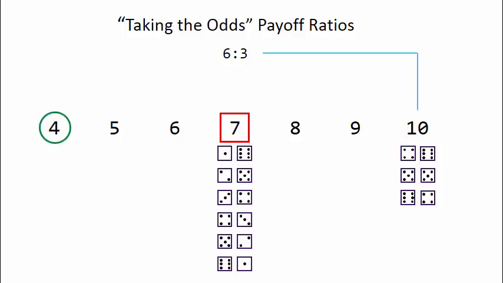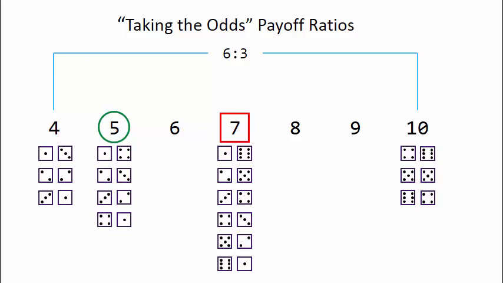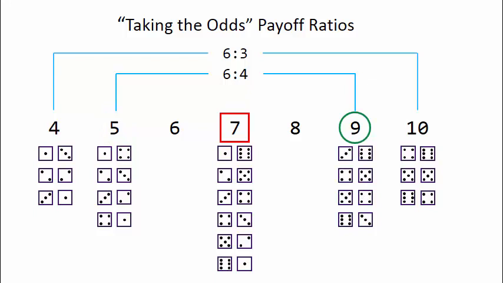If the point is 4, you have the same situation. There are 3 ways to win and 6 ways to lose. The payoff on a win is 6 to 3. If the point is 5, there are 10 throws that render a decision, 4 that win, and 6 that lose. The payoff is 6 to 4, or 1.5 times your odds bet. The same thing applies if the point is 9.